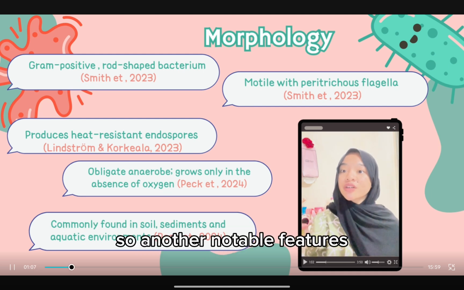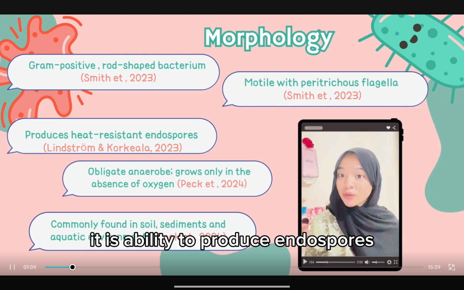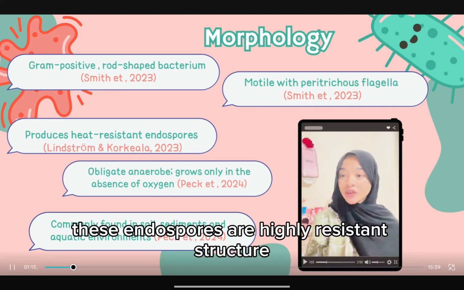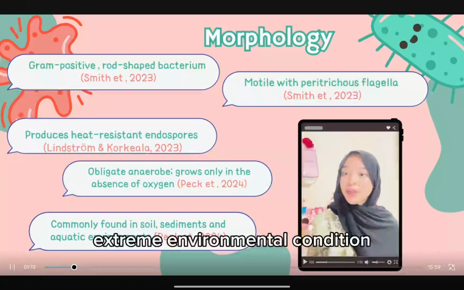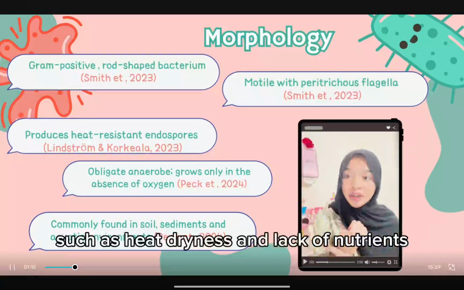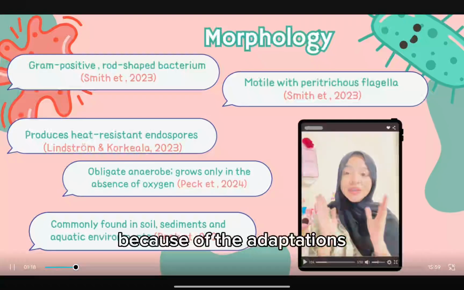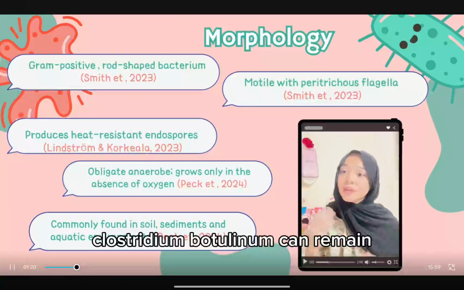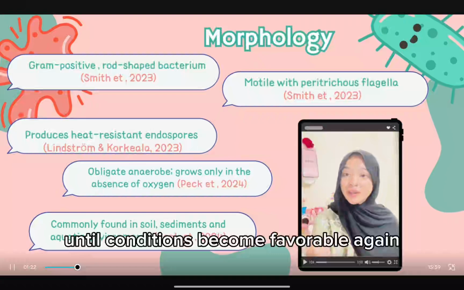Another notable feature is its ability to produce endospores. These endospores are highly resistant structures that help the bacterium survive extreme environmental conditions such as heat, dryness, and lack of nutrients. Because of these adaptations, Clostridium botulinum can remain dormant for long periods until conditions become favorable again.